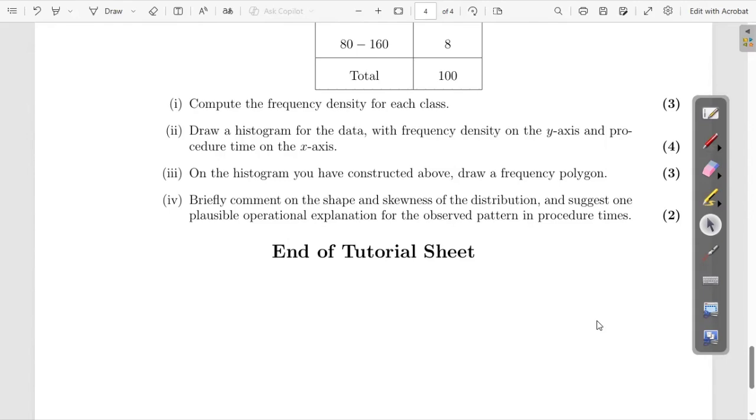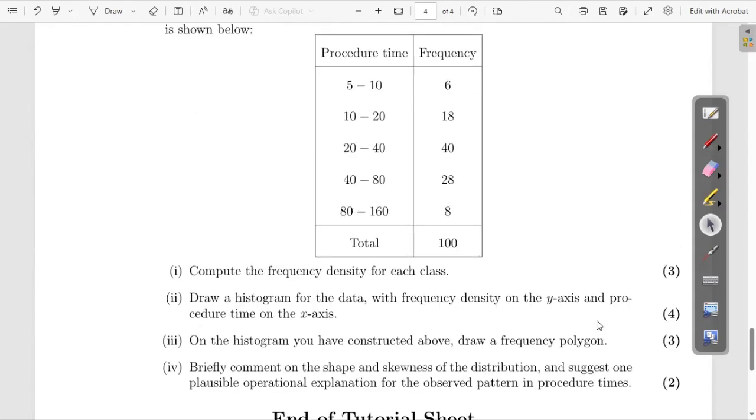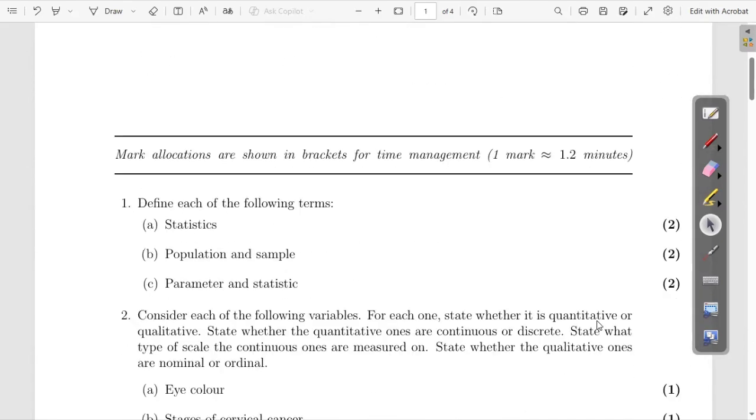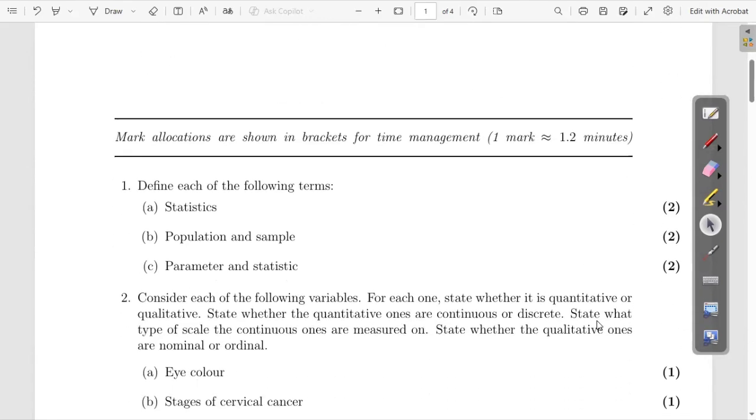Those are just going to be applications of the descriptive statistics that we're going to do. So we're going to solve all these questions in this tutorial sheet. Okay, so let's start with question one there.